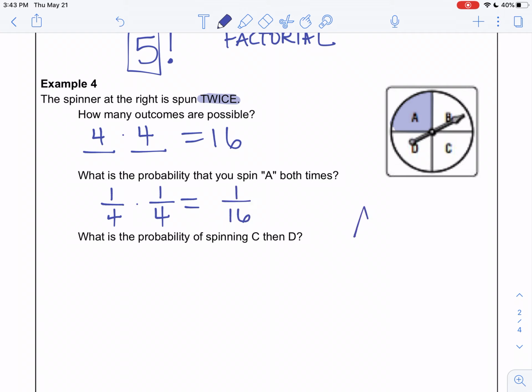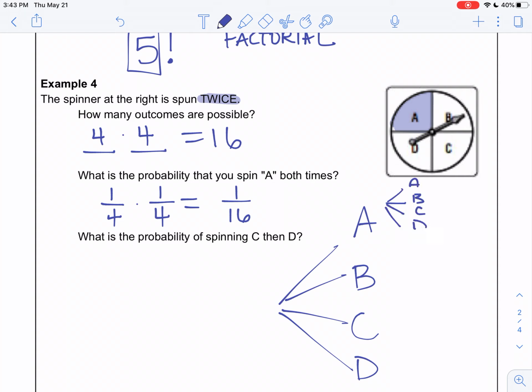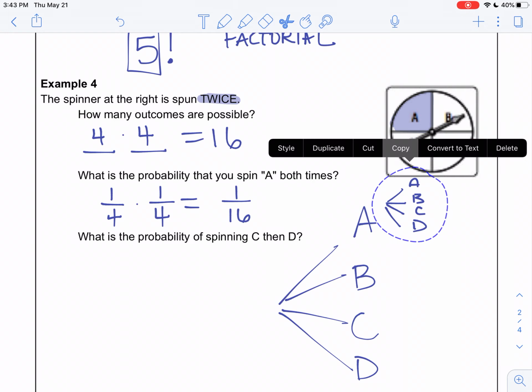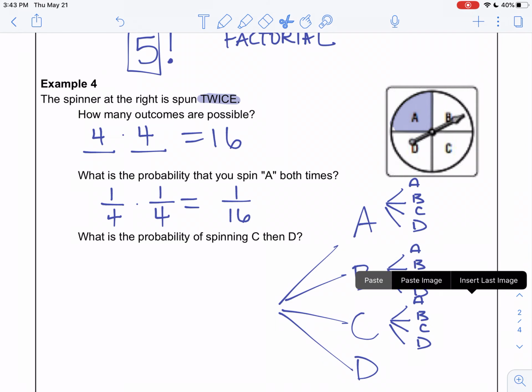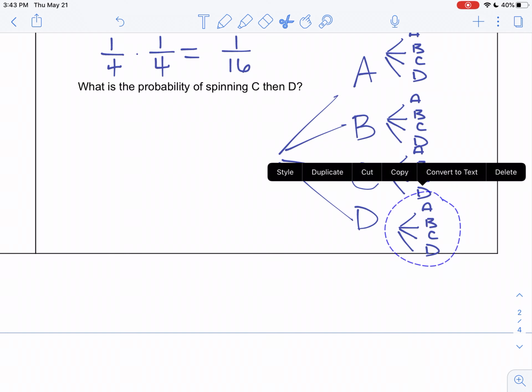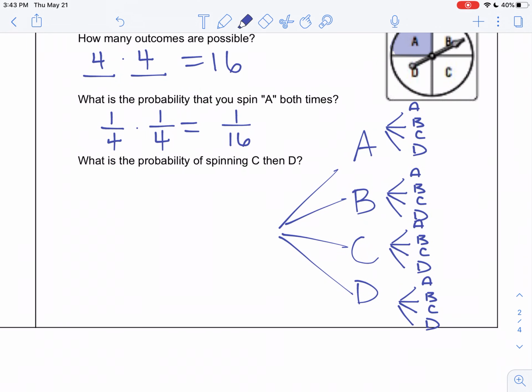If I wanted, I could do my tree diagram. Okay, so first time through, I can spin A, B, C, or D, and then from there, I could spin an A, B, C, or D. And then I'll be lazy and copy and paste this a couple times. Okay, and for this particular instance, I'm worried about 2 A's in a row. So there's only one way to do that, and if you count them up, there are 16 different possibilities.